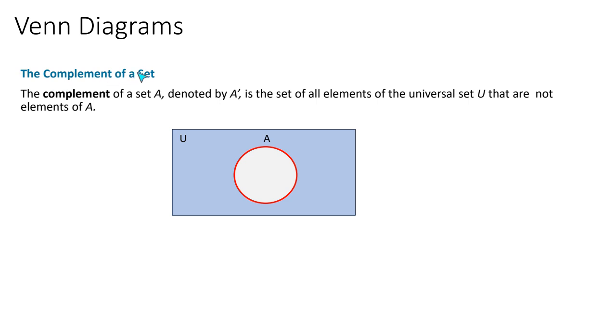The complement of a set, which we described earlier as everything that does not belong to A, can be represented in a Venn diagram as follows. Here you have your set A. The complement of set A is going to be everything outside of the circle A, which I have shaded in a bluish color around the box. And so that represents your complement.